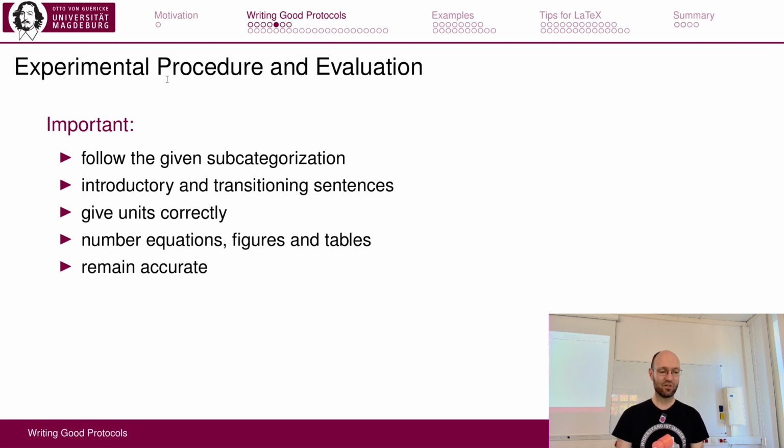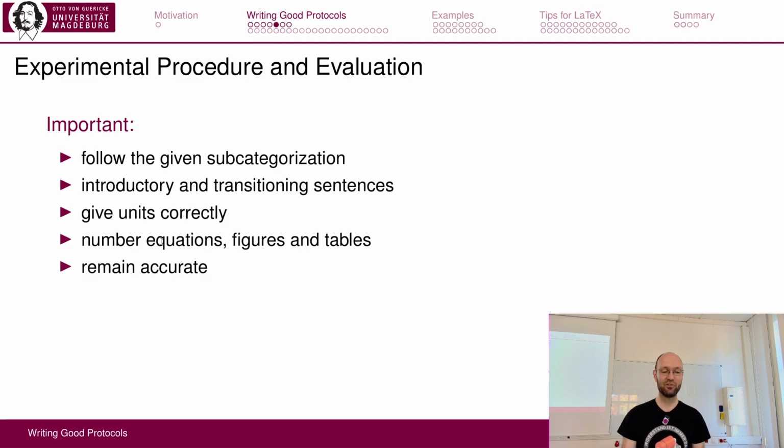So then for the experiment itself, there is maybe some sub-categorization like part A, part B, part C. Just stick to this structure. Then if you describe your results later on, we will see this in the examples maybe, use some introductory sentences. What is this section about? What are you going to describe in the next section? Of course, if you do measurements, if you use physical quantities, use the units correctly.